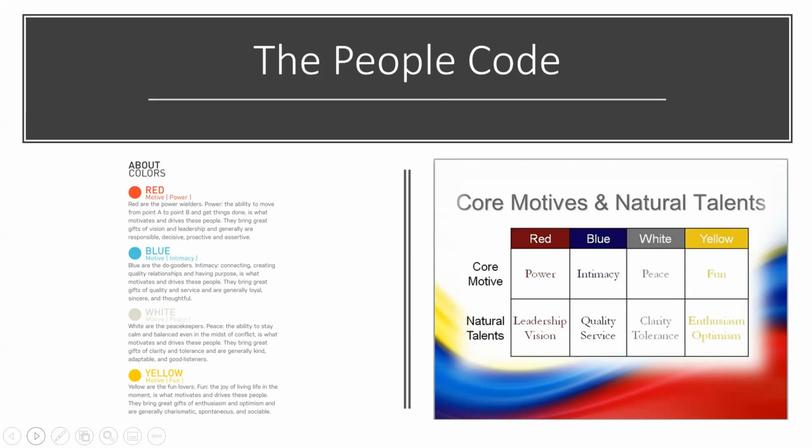C, their motive is intimacy. They're the do-gooders. Intimacy, connecting, creating quality relationships, and having purpose is what motivates and drives these people. They bring great gifts of quality and service and are generally loyal, sincere, and thoughtful. S are the peacekeepers. Peace, the ability to stay calm and balanced, even in the midst of conflict, is what motivates and drives these people. They bring great gifts of clarity and tolerance and are generally kind, adaptable, and good listeners.